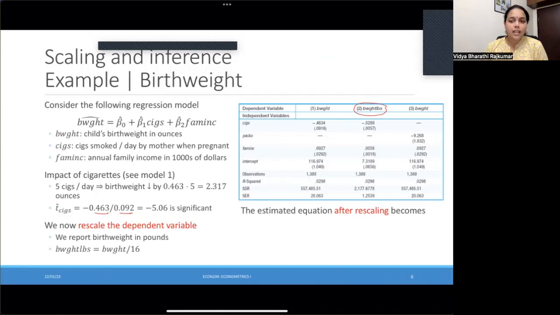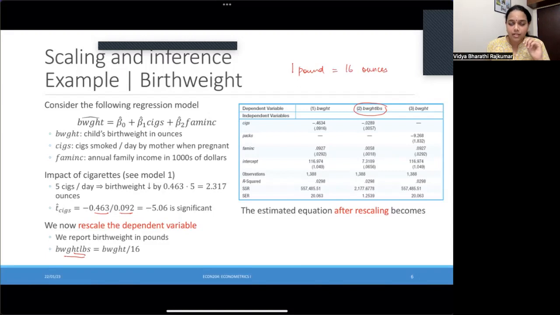Now let's go ahead and rescale the dependent variable. Suppose we want to measure the weight in pounds. So initially it is in ounces. Now we want to measure it in pounds. And 1 pound is actually equal to 16 ounces. So to go from ounces to pounds, all we have to do is divide every observation by 16. So we thus generate a new dependent variable, birth weight in pounds, given by the original variable divided by 16.